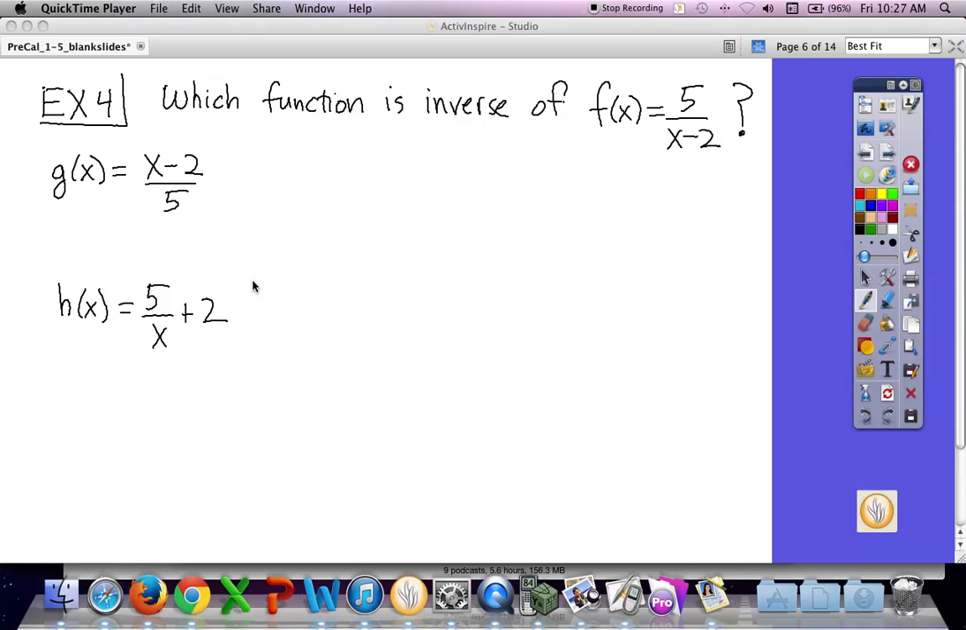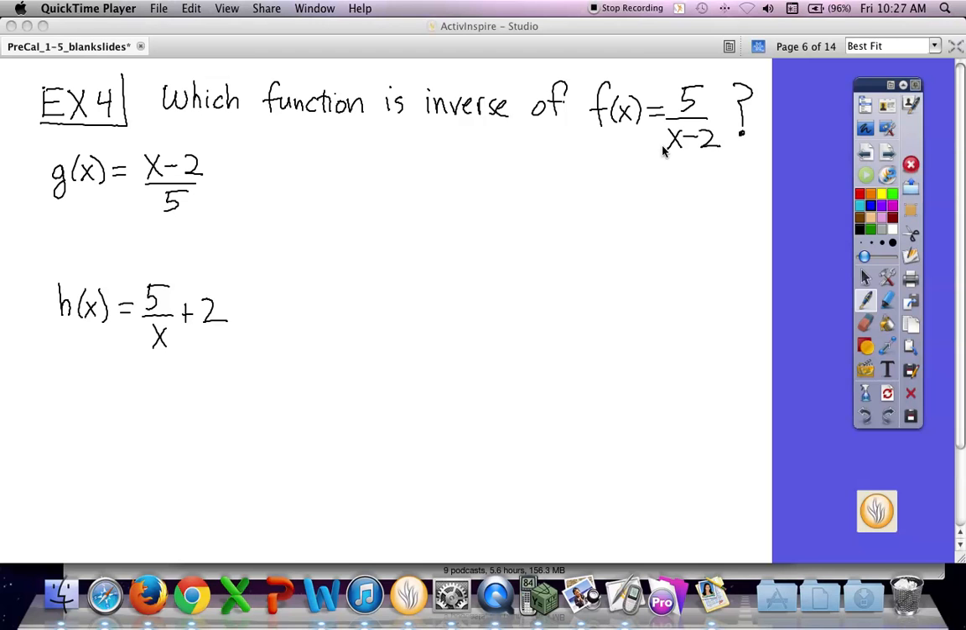Right? Which one of these two could be the inverse of this? So again, what do you think we're going to have to do? Find f of g of x, or g of f of x. It should be that both of them equal x. So I'll start by doing the f of g of x.